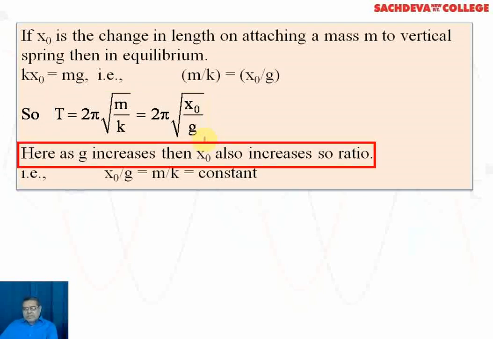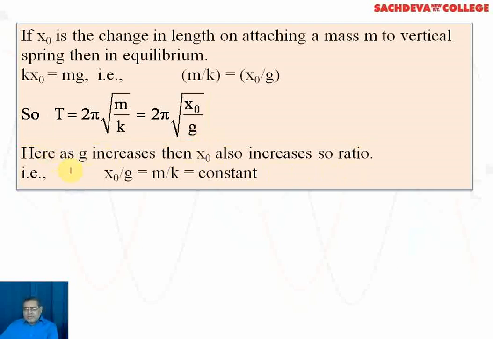Here, as g increases, x naught will proportionately increase. So due to increase in g, there is an increase in x naught. It is a proportionate change. So x naught over g will remain constant, and hence T will remain constant. That indicates that g does not affect the time period T. So g increases means x naught increases in the same proportion, and x naught over g will be constant. So m over k will be constant.